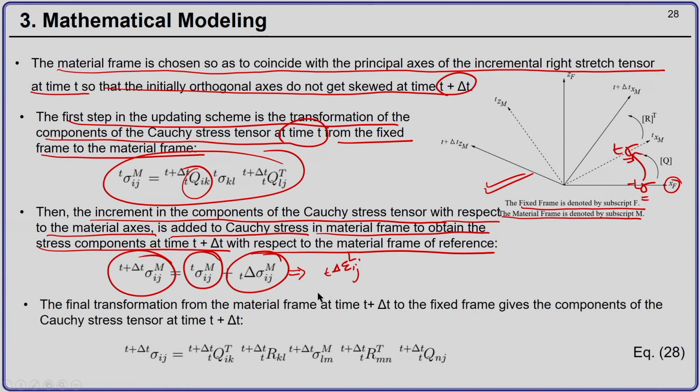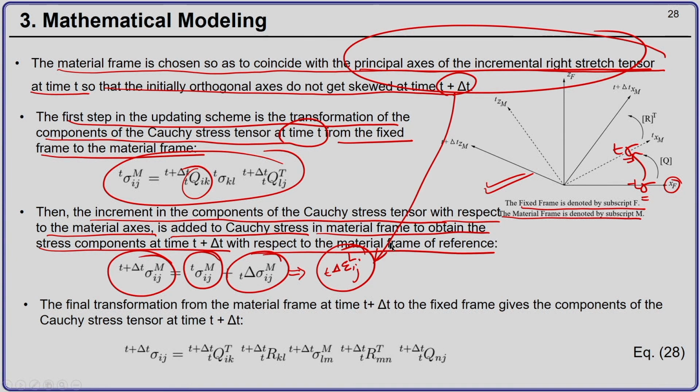This is computed from the incremental logarithmic strain measure, which was discussed in the previous slides. The components of the logarithmic strain were already in the principal axes of the incremental right stretch tensor, and now we have the stress also in the principal axes of the incremental right stretch tensor. So we can add these two, and what we get will be the components of the Cauchy stress tensor with respect to the material axes at time t plus delta t.